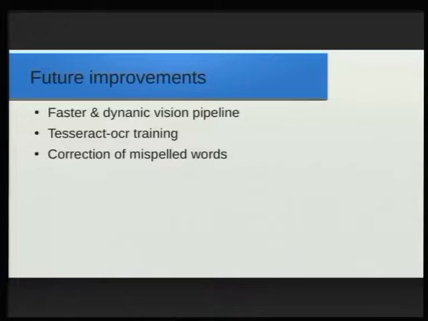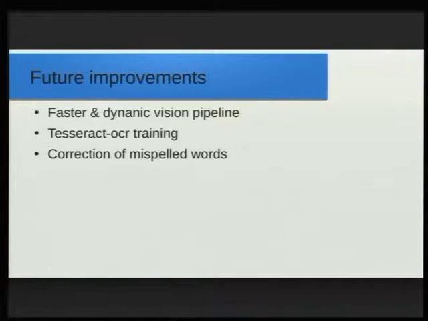Optical character recognition can also use some training. Tesseract is basically using the basic data set which is provided with it, and it's not trained specifically for desktop fonts or the applications that it's trying to recognize. And then there is a collection of misspelled words, and I've already started working on it. You can use Levenshtein distance and correct words that come from the OCR pipeline with small errors.